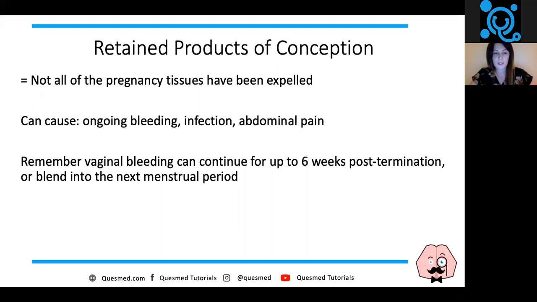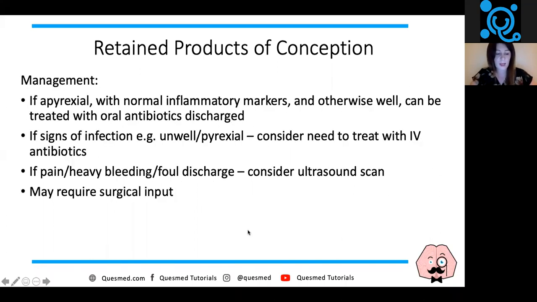Sometimes it's quite difficult to delineate, as vaginal bleeding can continue for up to 6 weeks post-termination and bleed into the next menstrual period. If you suspect retained products of conception and the woman is well, she's usually treated with oral antibiotics, for example, co-amoxiclav. If she's unwell and there are signs of systemic infection, you need to consider treating with IV antibiotics. If there's excessive pain, heavy bleeding, or foul discharge, consider an ultrasound scan to look for products left in the uterus, and this might require surgical evacuation of any materials left inside.